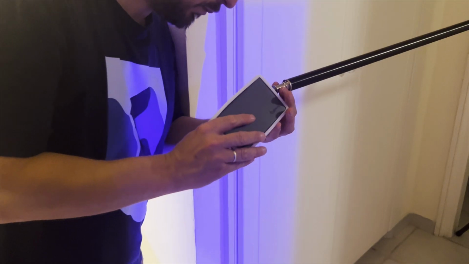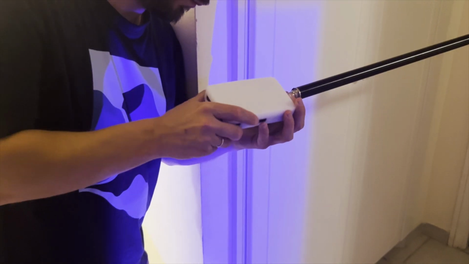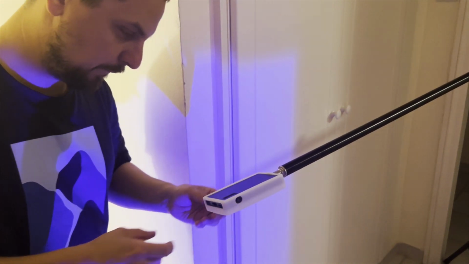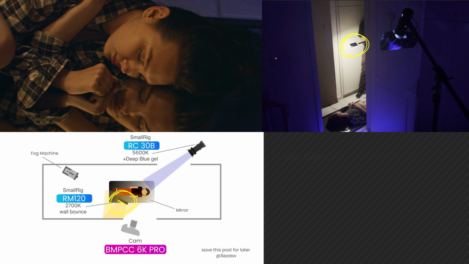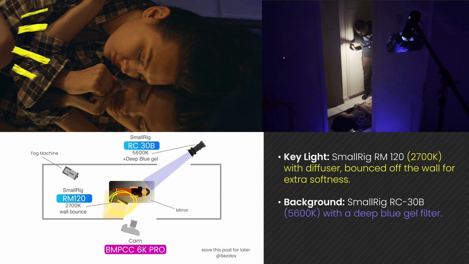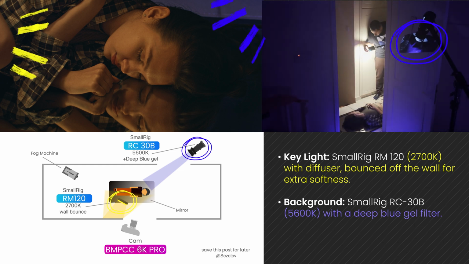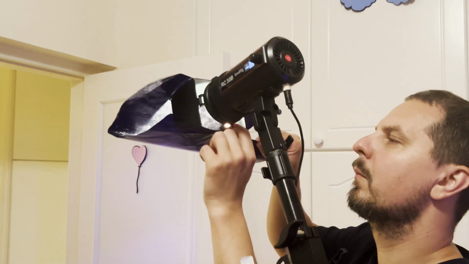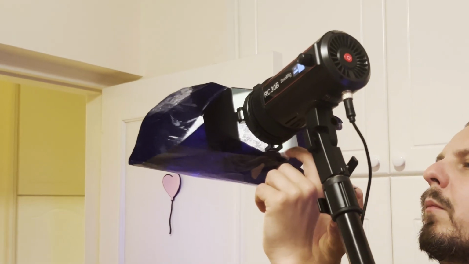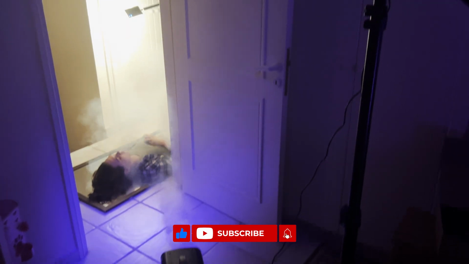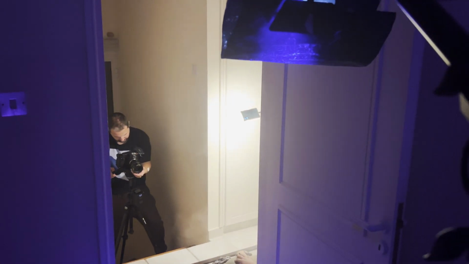For the key light on the actress, I used a SmallRig RM120 at 2700K with a diffuser. And to soften it even more, I bounced it off the wall. For the background lighting, I used a SmallRig RC 30B at 5600K with a deep blue gel filter. Throughout the entire scene, I kept the contrast between the warm and cool colors to maintain a consistent style and the right mood for the episode.